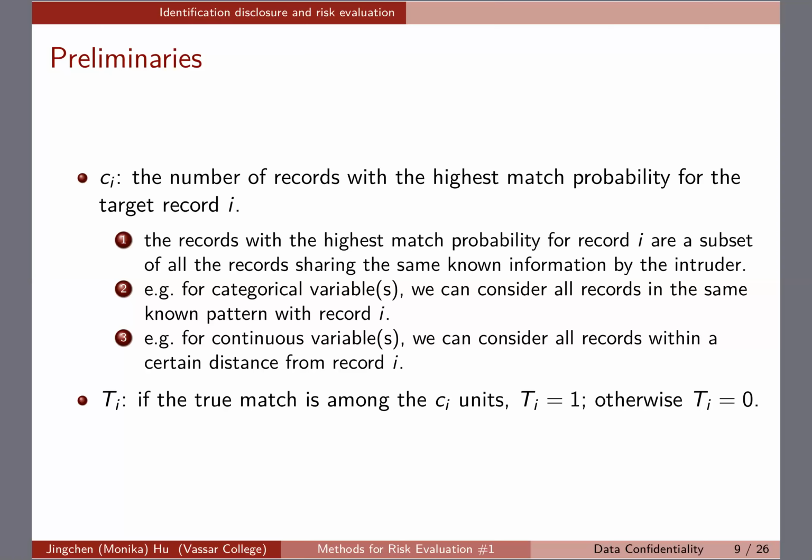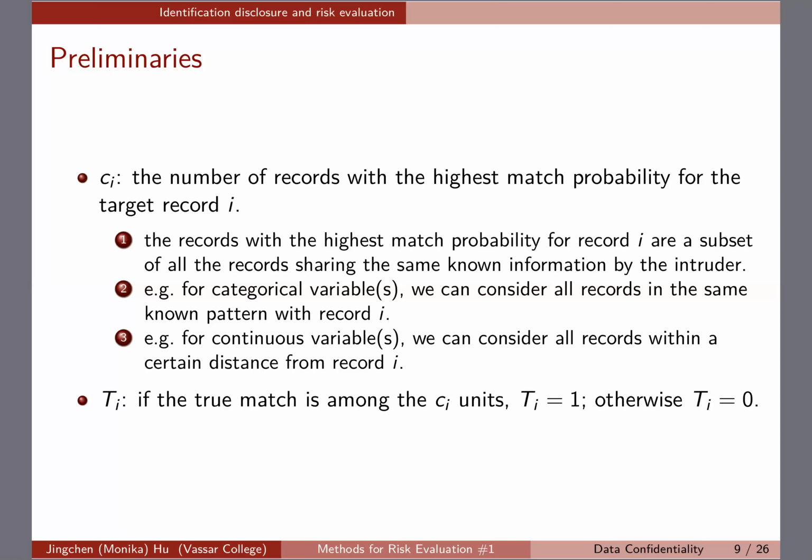Okay, you might be wondering why you can have a 0 for TI or a 1 for TI. So the thing is, you have a record, my target record, and it could be not among the top matched rate. Let me say it again. For my particular record, I noticed that the CI is 10. I noticed that in the synthetic data, there are 10 records sharing the same combination.